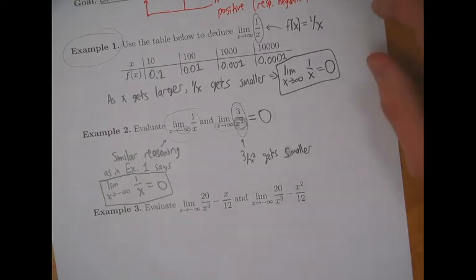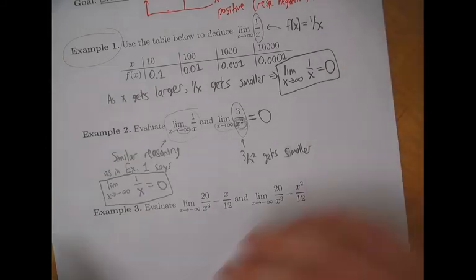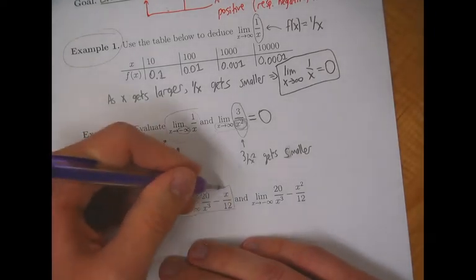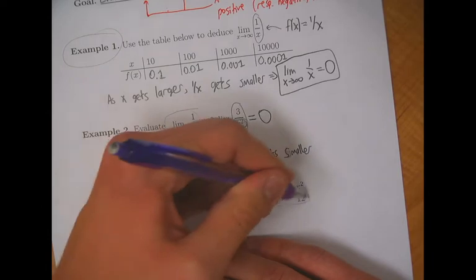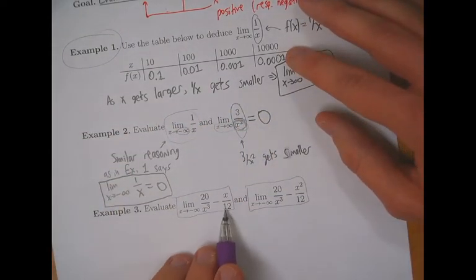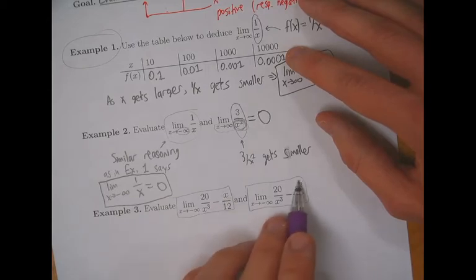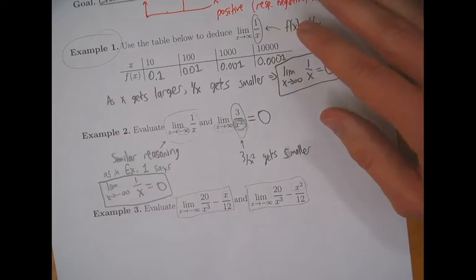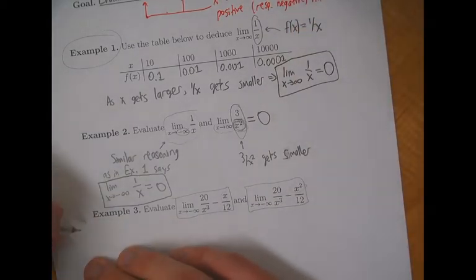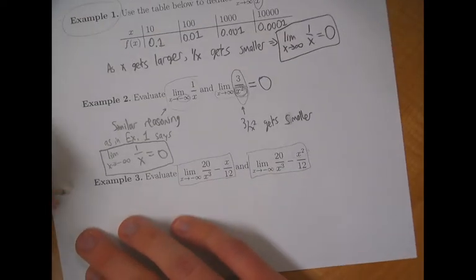So now let's go to example 3. Now what we're going to do is evaluate these two limits here. What you notice is that the only real difference between them is that the first limit has an x over 12 on the second term, and the second one has x squared on it. That's the only difference between them. So here's what's going to happen. Let's take a look at the first one just to get an idea of what's happening.